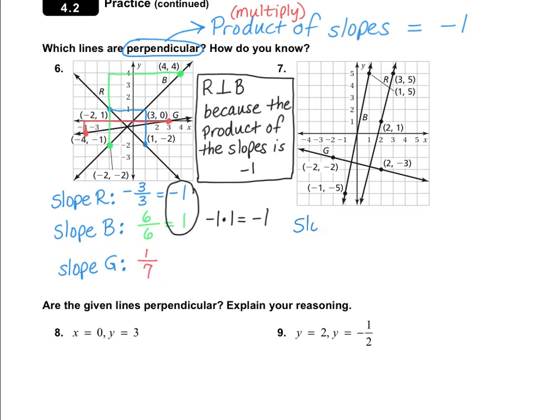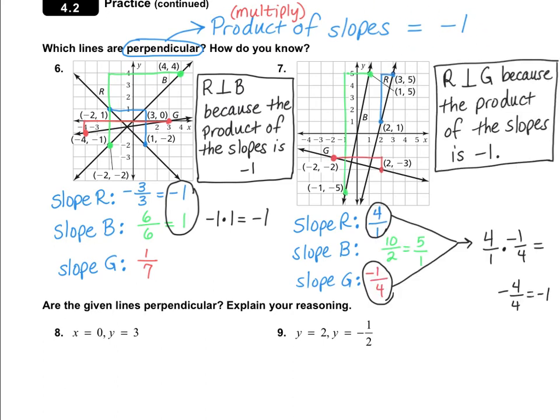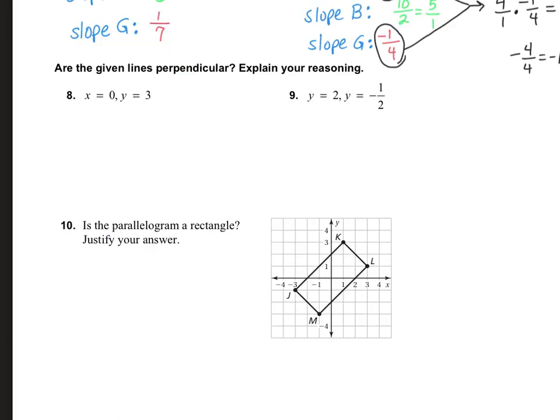We need to find the slope of R and the slope of B and the slope of G. Why don't you go ahead and try to find these three slopes and see if you can figure out which ones have a product of the slopes equaling -1. For number 7, I got that the slope of R was 4 over 1 and G was -1 over 4. When I multiplied those two together, I got -1. So therefore, R is perpendicular to G because the product of the slopes is -1. Let's take a look at number 8.